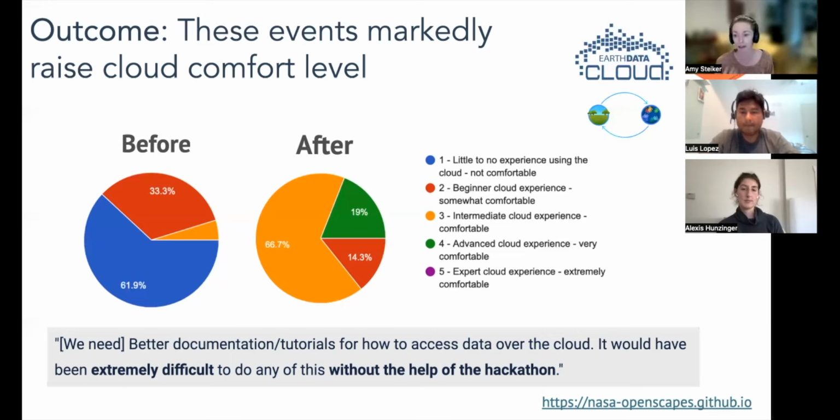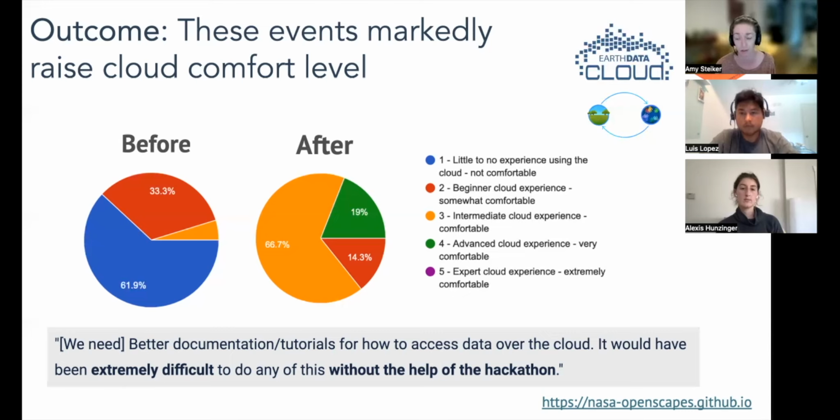So this really highlighted how valuable these hands-on events are for teaching this basic understanding of what it means to work in the cloud. One of the verbatim comments we received highlights this as well: we need better documentation on how to access, and it would have been extremely difficult to do any of this without the help of the hackathon.